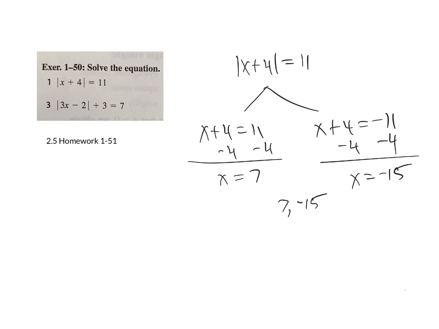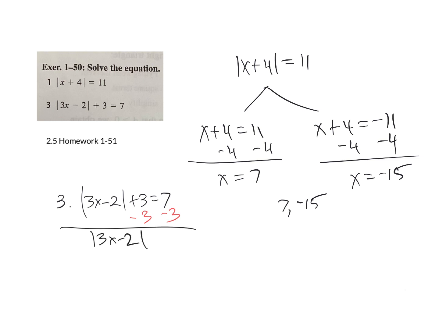All right, and then we do number 3, and that is 3 times the absolute value of x minus 2, plus 3 equals 7, and the absolute value has to be by itself, so we subtract 3 from both sides, and we get 3 times the absolute value of x minus 2 equals 4. And now split them apart. x minus 2 equals 4, and x minus 2 equals the negative 4.